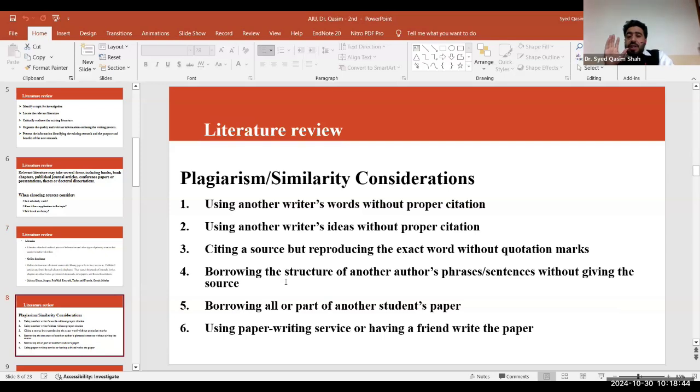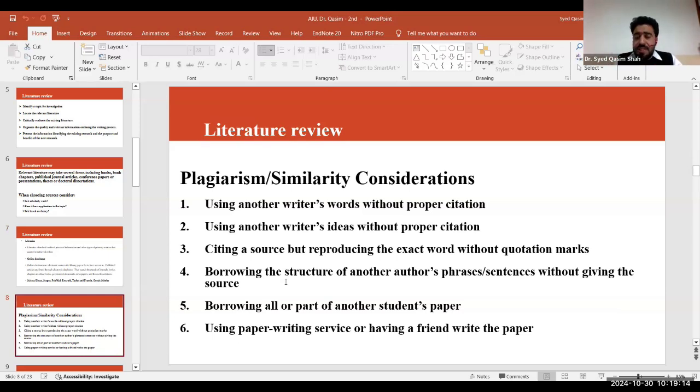Whenever we are doing a literature review, we need to consider a few things, and this is a really important issue that we need to understand: plagiarism or similarity consideration. What exactly is plagiarism? That we are using another writer's words without proper citation, that comes under plagiarism, and that is against the ethical way of writing something or publishing. So obviously there is a plagiarism policy. We need to avoid this.